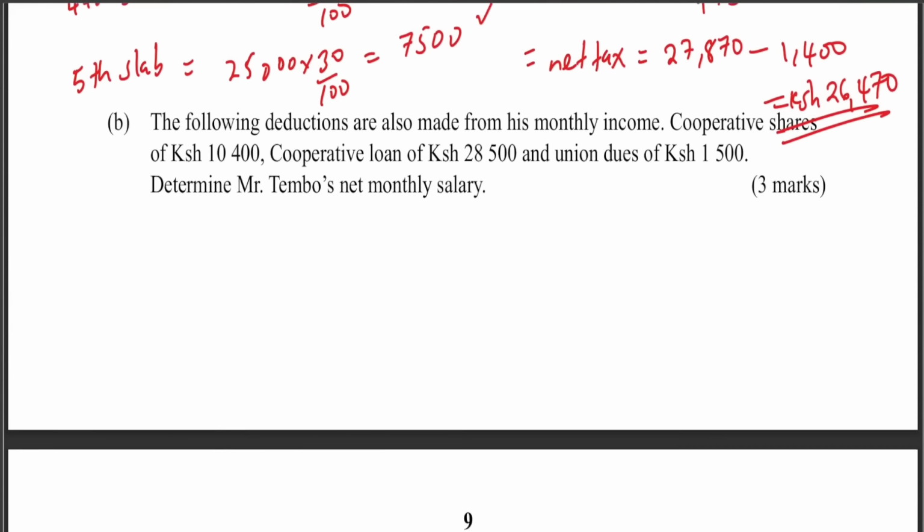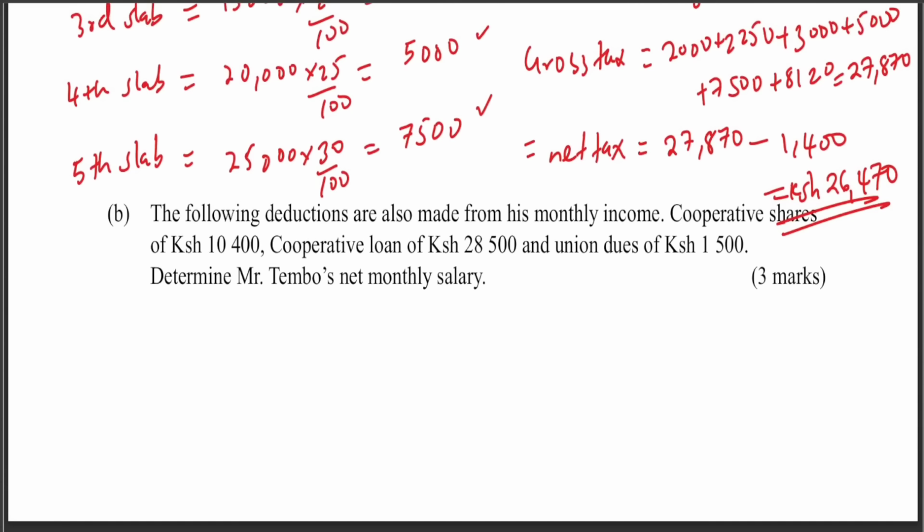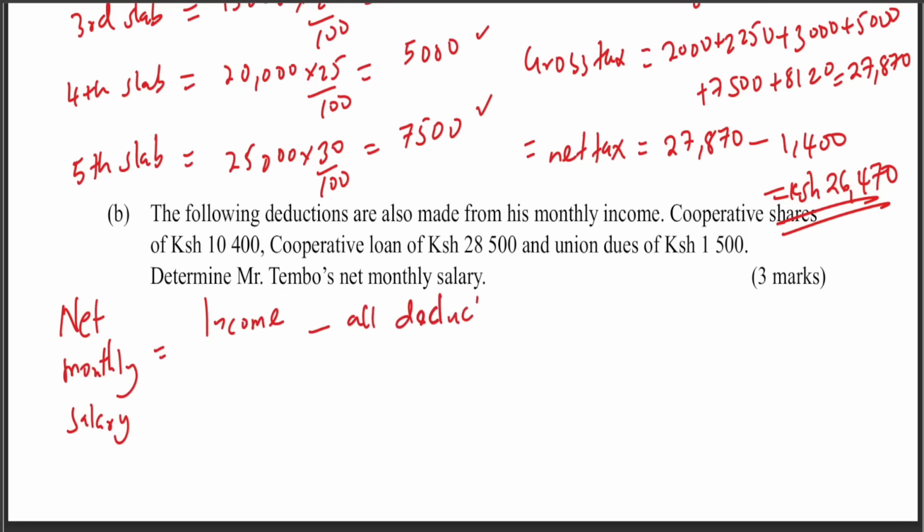The following deductions are also made from his monthly income: cooperative shares of 10,400, cooperative loan of 28,500, and union dues of 1,500 Kenya shillings. Determine Mr. Tembo's net monthly salary. His net monthly salary is basically his income minus all deductions. Whichever deduction you see, you minus it from there. But now let's find all the deductions that he has.